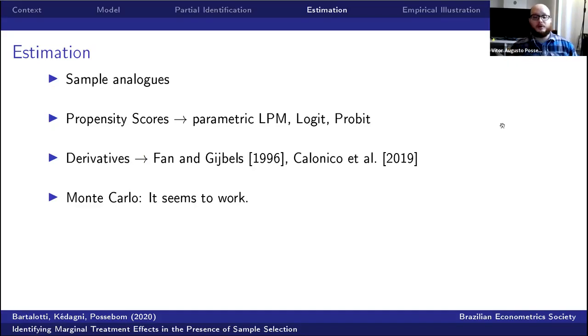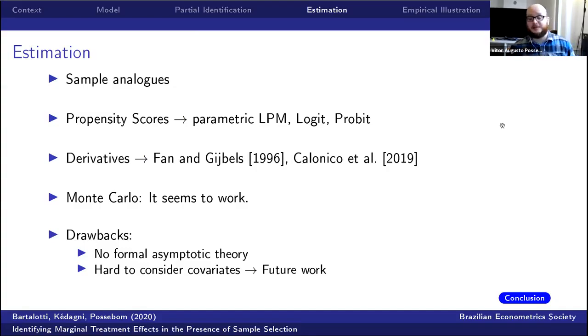Finally, in our Monte Carlo, we do have a Monte Carlo exercise. It seems to work. I'm saying it seems to work because it does require quite a large sample, and the variance of our estimators is large, but it has correct coverage and all the nice properties that you want.